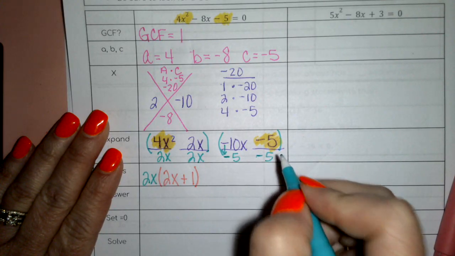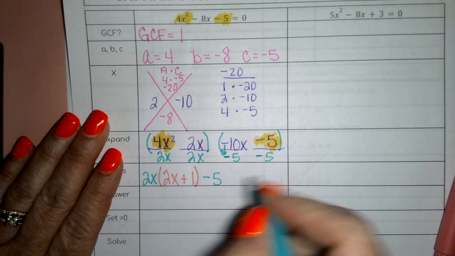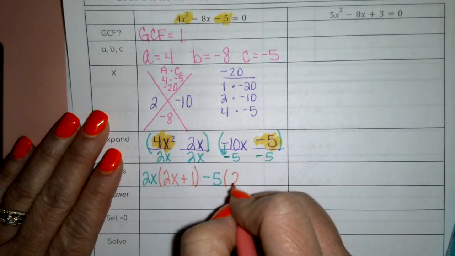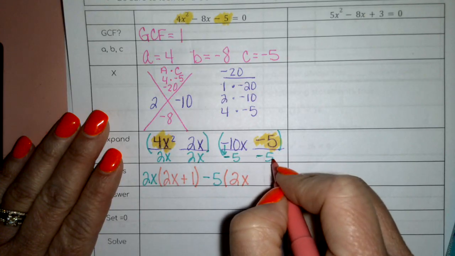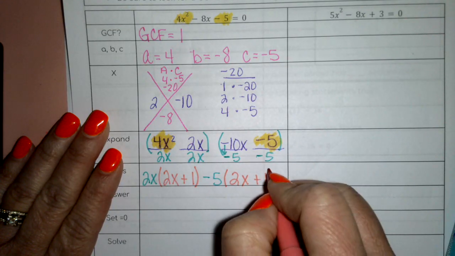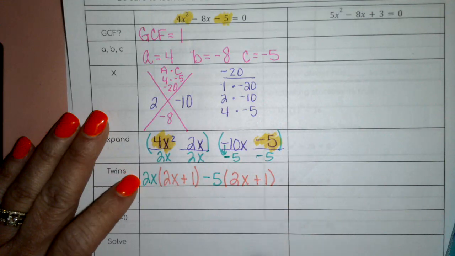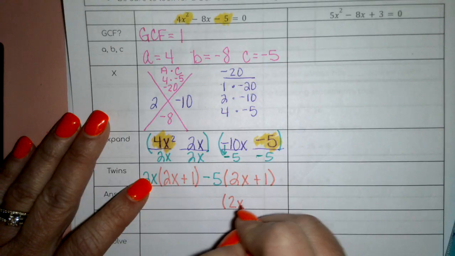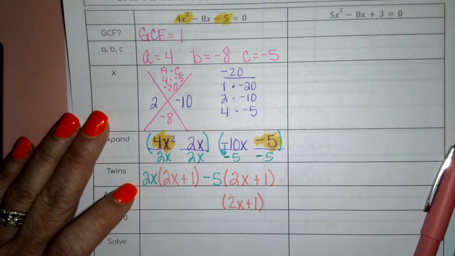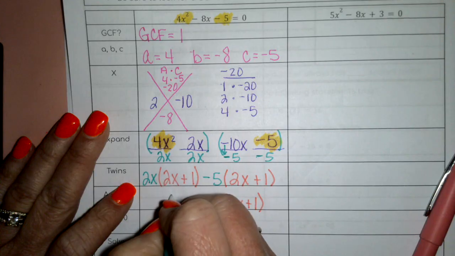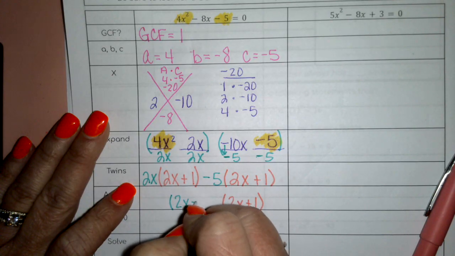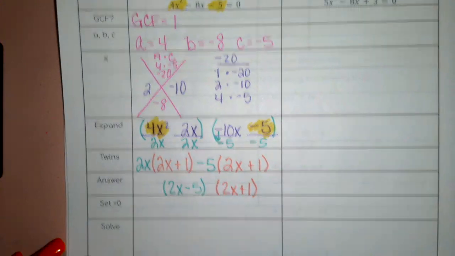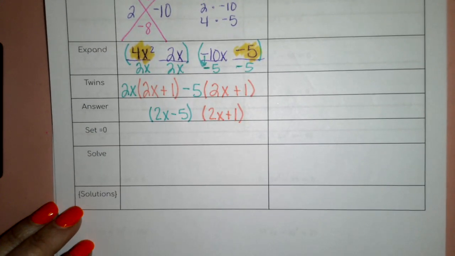That's in common in between both of them. Negative 10x divided by negative 5 is a positive 2x. Negative 5 divided by negative 5 is a positive 1. We have twins, so we're going to write that down one time: 2x plus 1. And then we're going to put our GCF in another parenthesis, 2x minus 5. But now it's the new part. We're going to set both of them equal to 0 and solve.